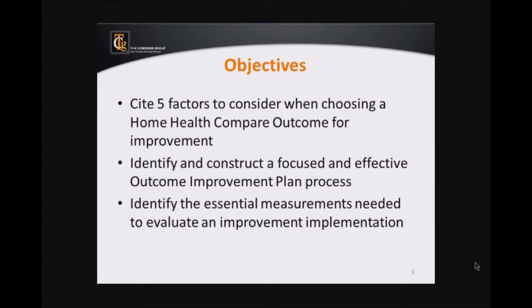Our objectives today are to cite 5 factors to consider when choosing a home health compare outcome for improvement, identify and construct a focused and effective outcome improvement plan process, and identify the essential measurements needed to evaluate an improvement implementation. I will provide you with background in quality improvement concepts and give you a nuts and bolts approach to do quality improvement projects in your own agencies.